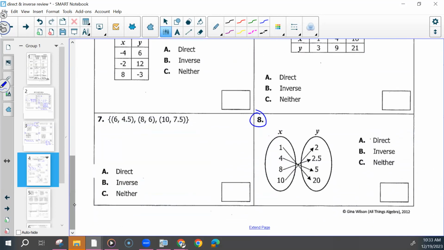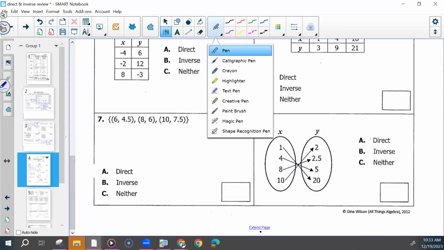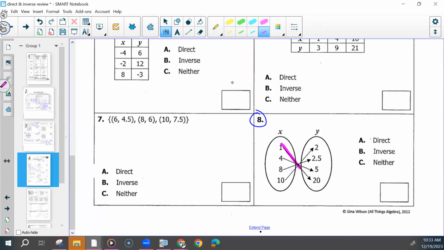And then for number 8, like the one we were just doing, 1 goes with 20, 4 goes with 5, and so on. Do we think this is direct or inverse? Let's double check. 1 times 20 is 20, 4 times 5, 8 times 2.5, and 10 times 20. Still show that you multiply, because that would be your work. On to the next page.